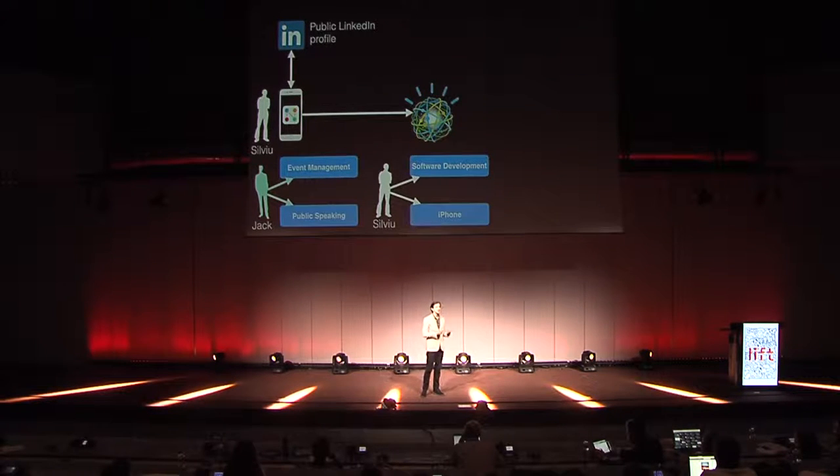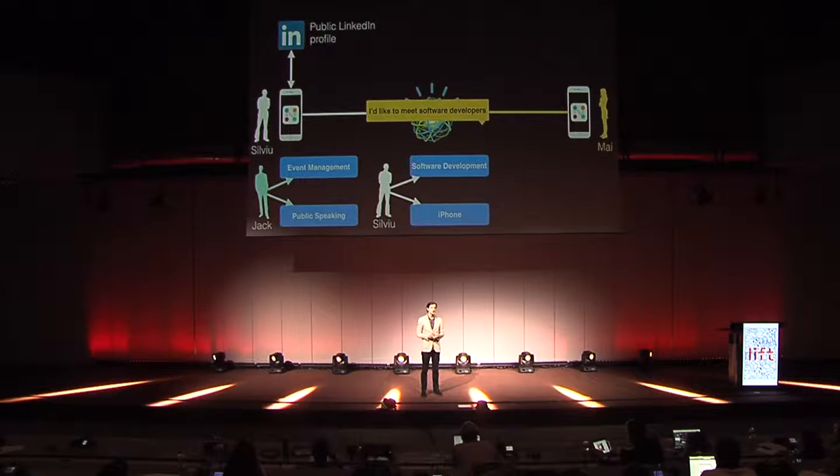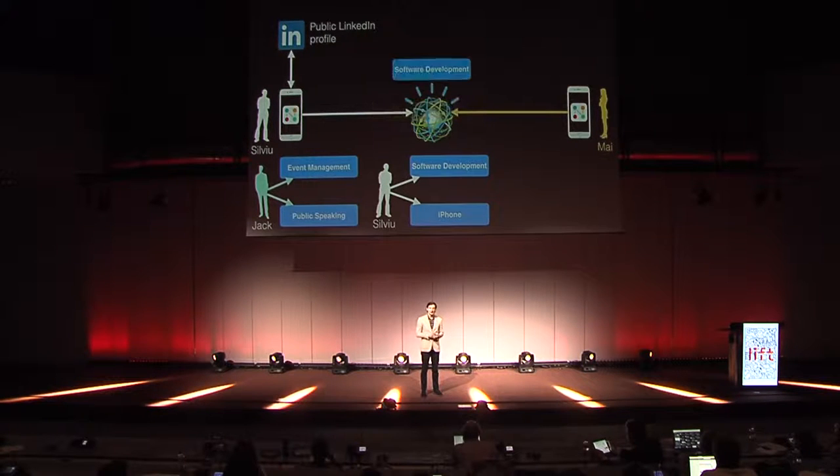Now imagine there is another user, let's call her Mai, who installed the app, and wouldn't you know it, she wants to meet software developers. So she tells this to Nowy Connect. Nowy Connect sends this sentence back to IBM Watson. IBM Watson again analyzes it as it did for the LinkedIn profile and figures out that Mai is actually interested in software development. So IBM Watson takes a look at who are the people it knows about and which ones of them match software development. In this case, it's just Silviu. And it sends Silviu back to Mai, and Mai keeps this information on her phone.